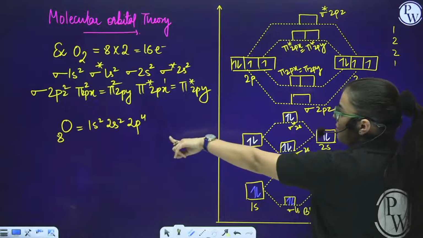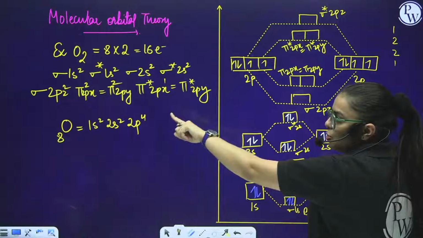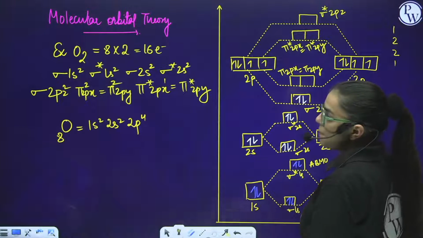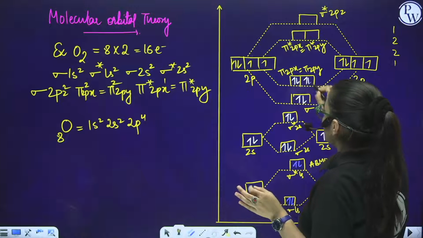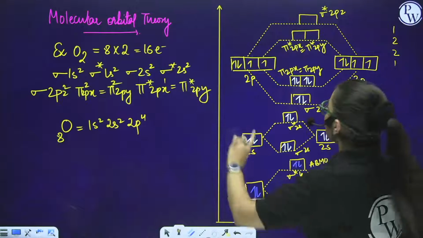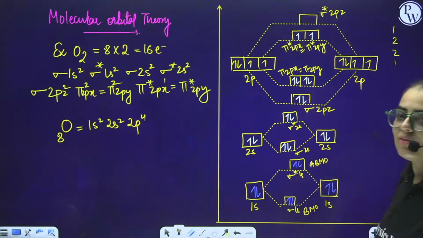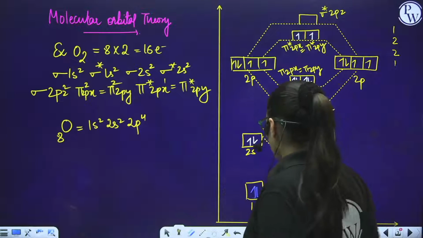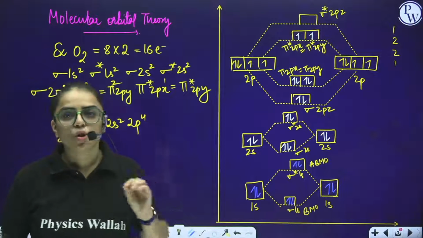Now, see, in P we have how many? 4, 4 we have already represented. In sigma 2pz, we have 2 electrons. In pi 2px and pi 2py, again we have 2 electrons. Now, in pi star 2px and pi star 2py, we have only one electron. So, this is the energy level diagram where here is energy and here are orbitals. We have created it for the case of O2.